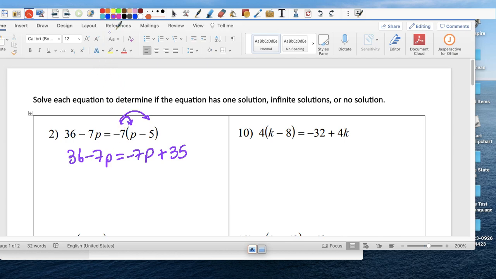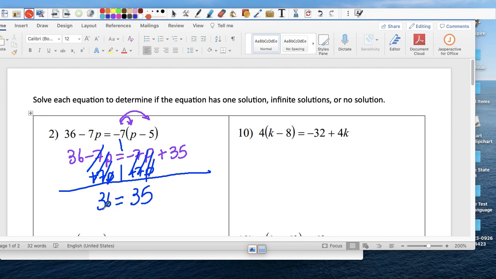Well, let's continue anyway. If you continue, the next step would be to get rid of the variable. So I'm going to do plus 7p here and plus 7p. It didn't matter which one you want to get rid of because they're both the same. So anyways, minus 7p plus 7p goes away. I'm left with 36 on this side. And minus 7p plus 7p on the right side goes away as well, and I'm left with 35. So notice that this says 36 is equal to 35, which is not true, which is going to lead us to conclude that this is an equation with no solution.